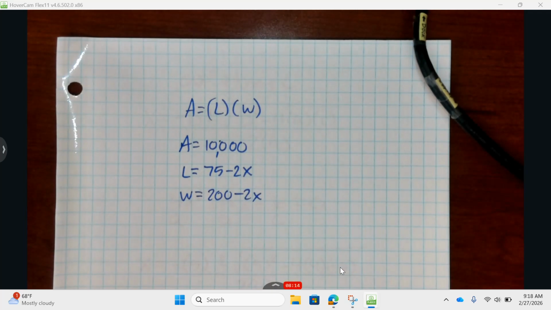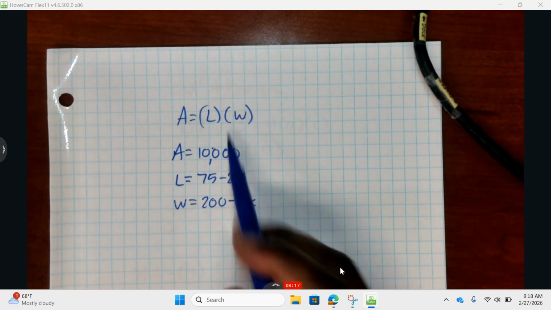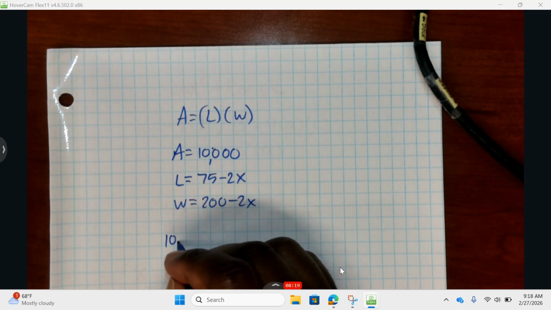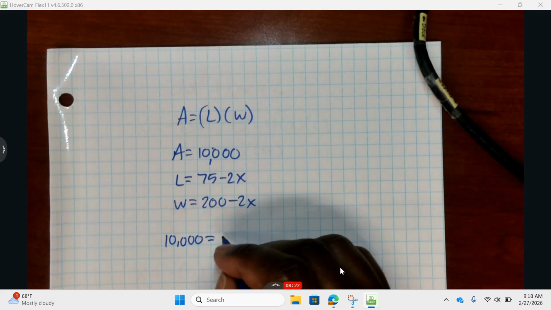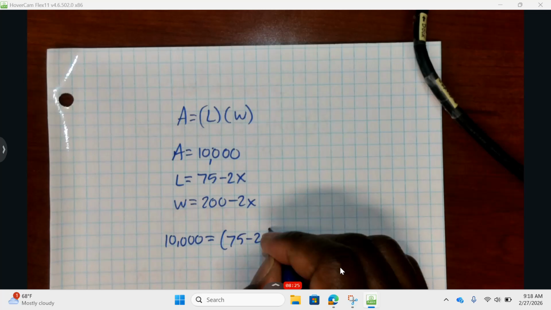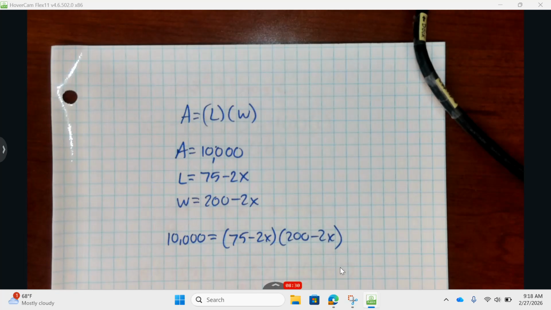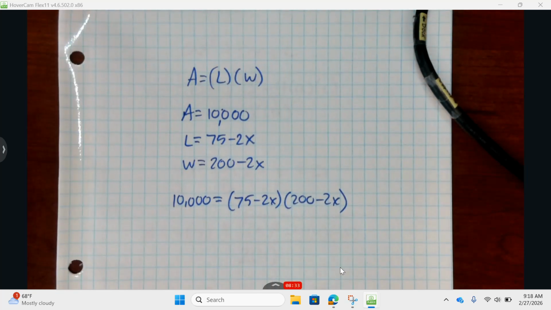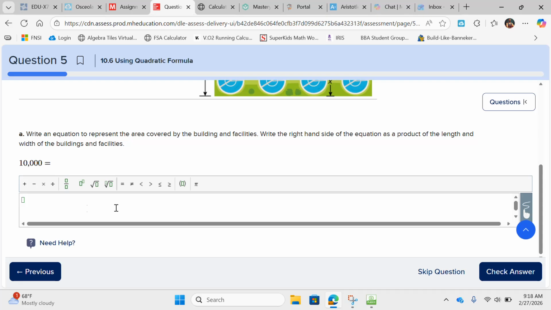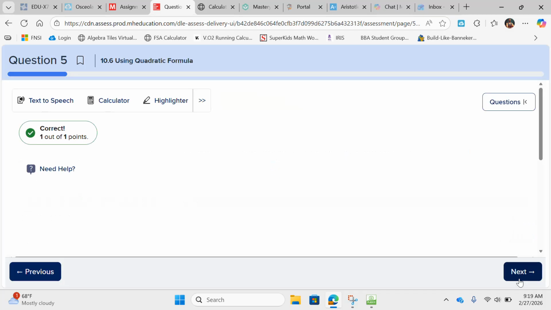Okay, so now if I put everything together inside of this equation right here, I can have 10,000 equals 75 minus 2x times 200 minus 2x. Okay, so that's how I write it, and that's how they wanted you to write this particular one right here. They already got the 10,000 right there, so all I'm going to do is just say parentheses 75 minus 2x times 200 minus 2x. Check that answer, and boom, there we go.